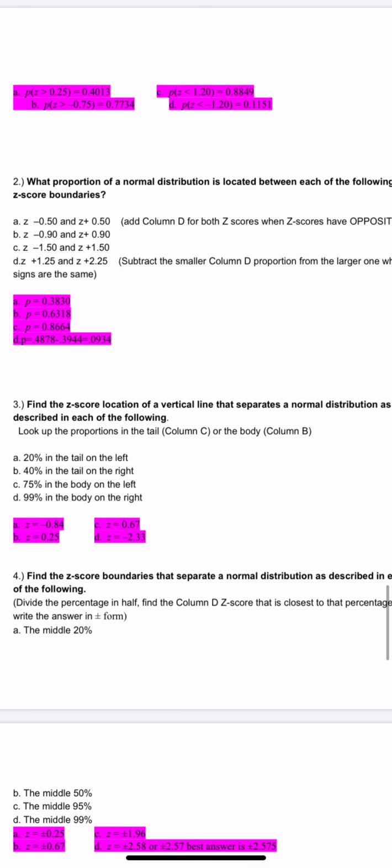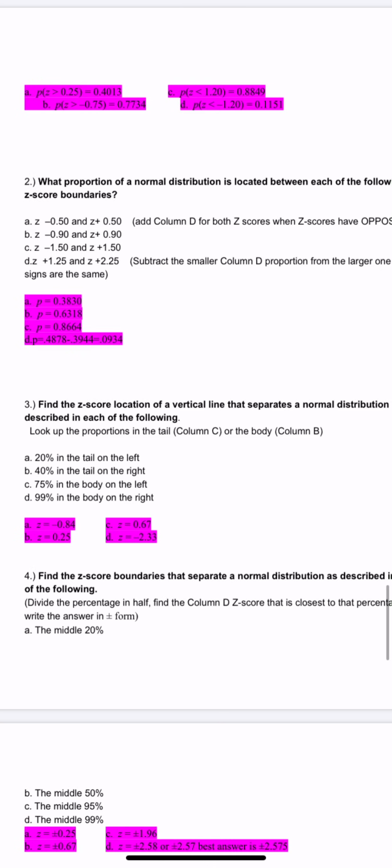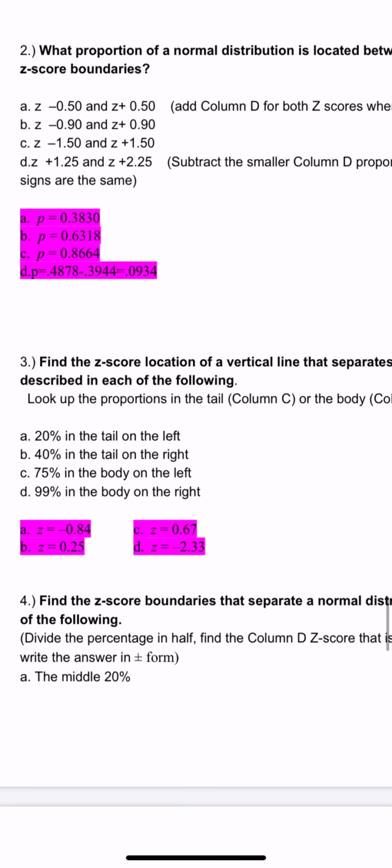Okay. Find the z-score location of a vertical line that separates a normal distribution as described in each of the following. So you're going to look up the proportions in the tail or the body, column C or column B. So 20% in the tail on the left. So what you do here is you're going to look in the column of the tail, which is column C, and you're going to look for the z-score that corresponds to 20%. So everything is in decimals on a z-score. So 20% in the decimal on a z-score table in the proportion section would be 0.2000. There's always 4 decimal points in the proportions of a z-score. And it's in the tail on the left.